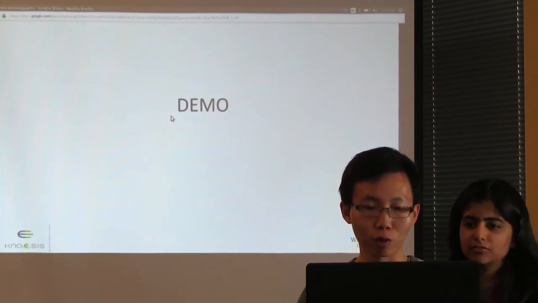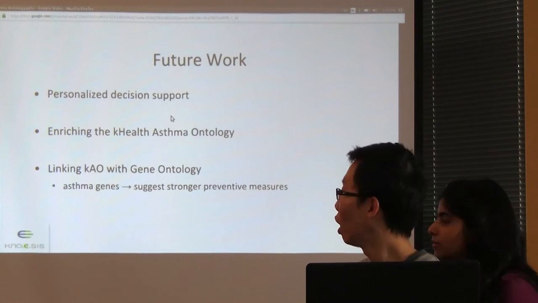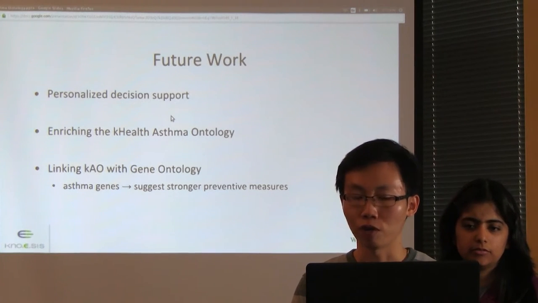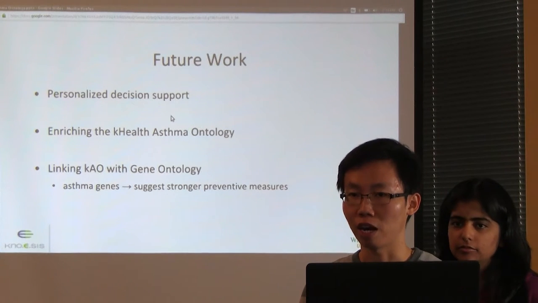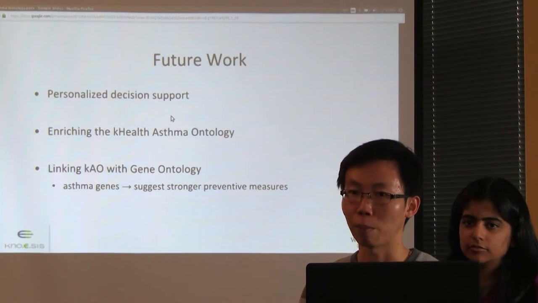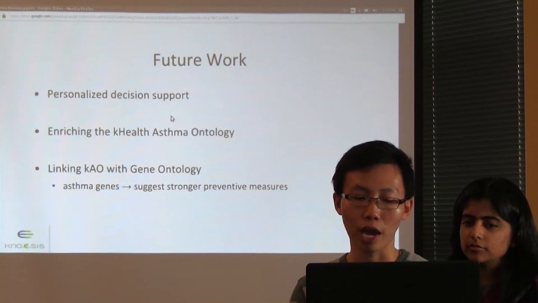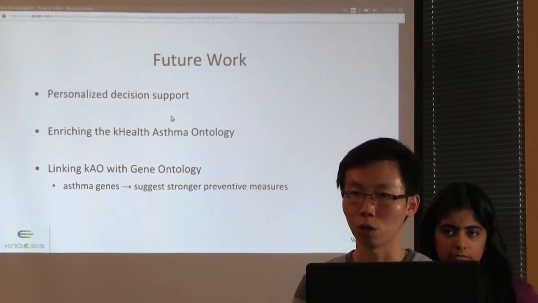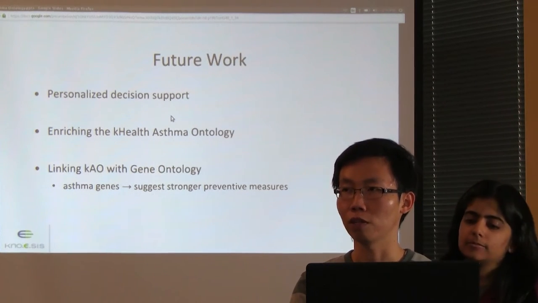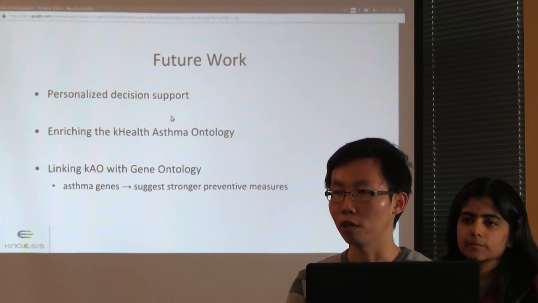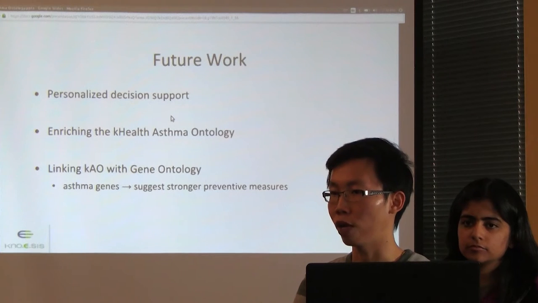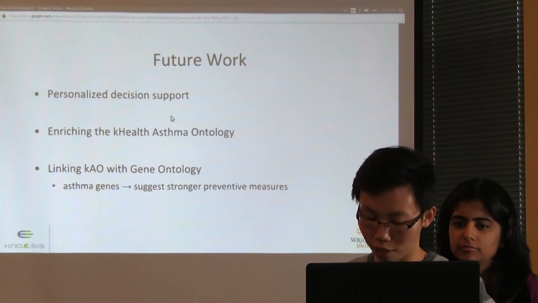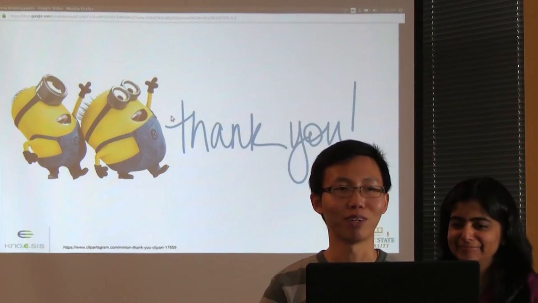That's what we plan to do in our future work. We plan to enrich the ontology schema so that we can represent the abstraction of personalized asthma management, and then we can give the personalized decision support. And if in the future we have access to the genomic data of a patient, then we can try to link this to the gene ontology, so that if this patient has mutated genes that put him at more risk of having asthma, then we can suggest stronger preventive measures. So these are the future work, and that's the end of our presentation.